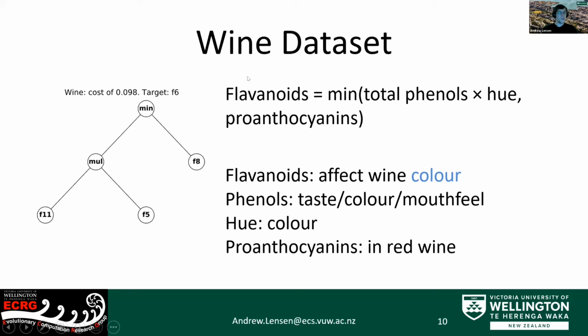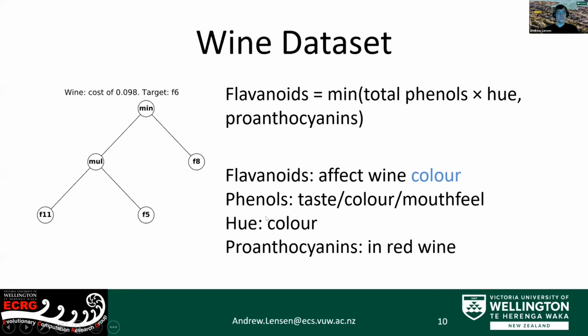So flavonoids is our target feature, and we're saying that's equivalent to taking the minimum of the total phenols times the hue and the proanthocyanins. So we've found that the closest output here is our flavonoids, and so we're saying this is the relationship we've discovered. We've got a cost of 0.098, which is a lower cost. The cost of 0 is optimal, so it's a pretty strong relationship.